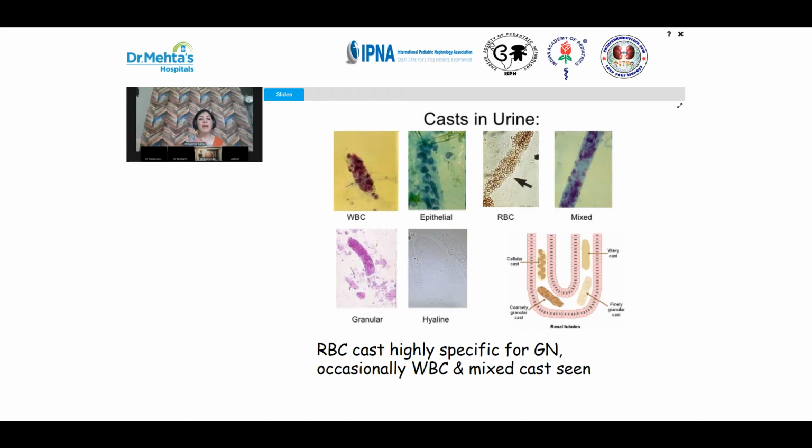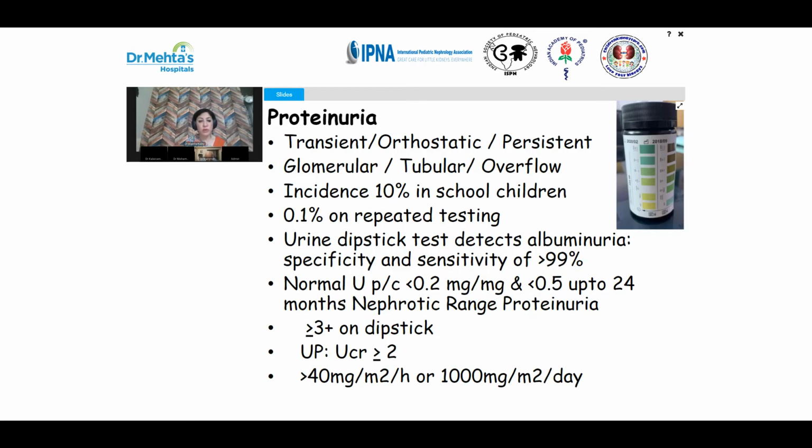So when we have been talking of proteinuria, proteinuria can also be transient, orthostatic, or persistent. And it is the persistent or the massive proteinuria, that is the nephrotic range proteinuria, that we worry about the most. The incidence of proteinuria may be up to 10% in school children, but its incidence comes down drastically to 0.1% on repeated testing.